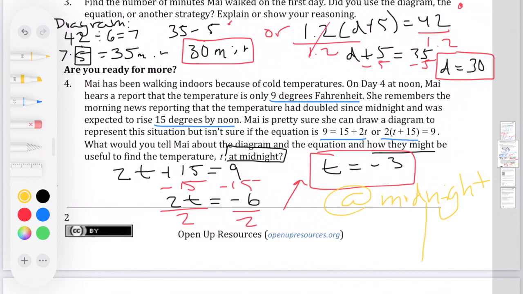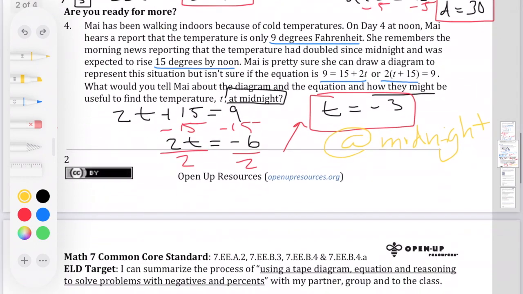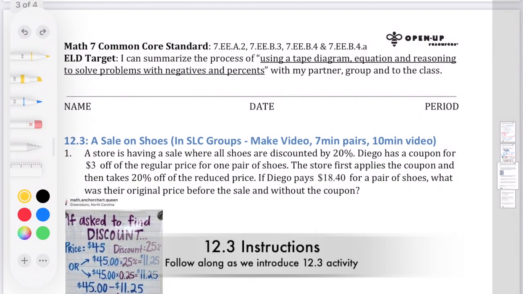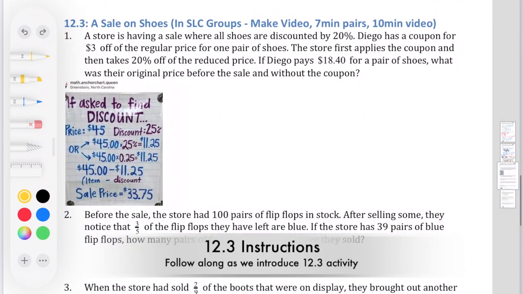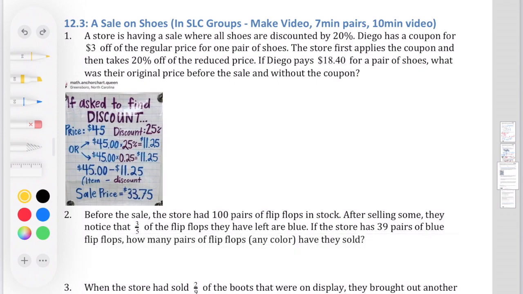Okay, let's go ahead and move on to 12.3, a sale on shoes. Now, if we were in class, I'd break you off into our SLC groups. I'd assign each one of you a problem, or your group a problem. You'd have about 10 minutes to double check your work, ask me if your problem's correct or your solution's correct, and then you'd make an SLC video and turn it in as a group. Today, just go ahead and work on it individually, working through these.